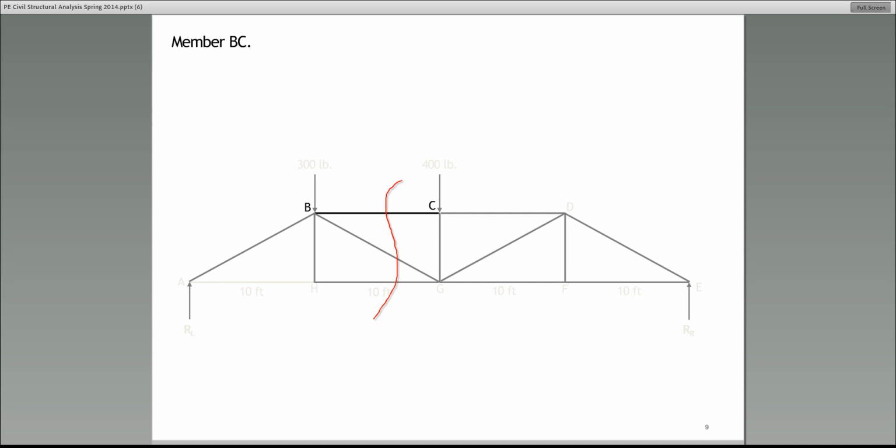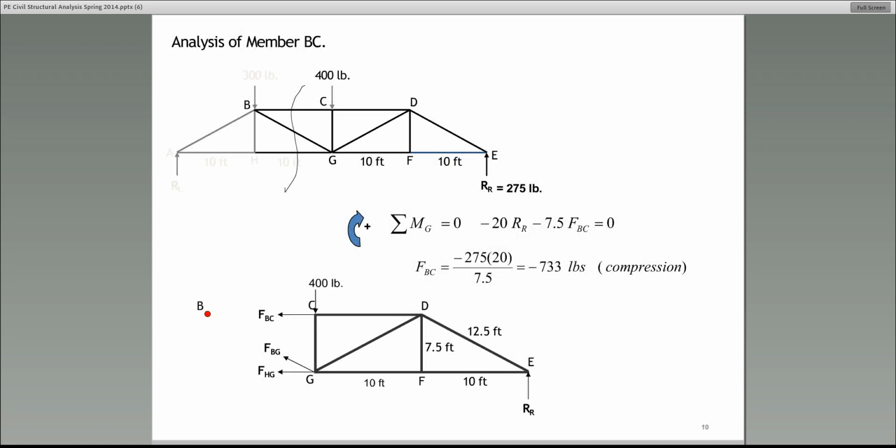Let's take a look at the next slide. All right, so there it is. Please take a look at the top, and this is the section. It's a vertical section, so basically, since we are looking for the force in member BC, BC should be one of the members that we cut. All right, so there you go. That is the section that we do.